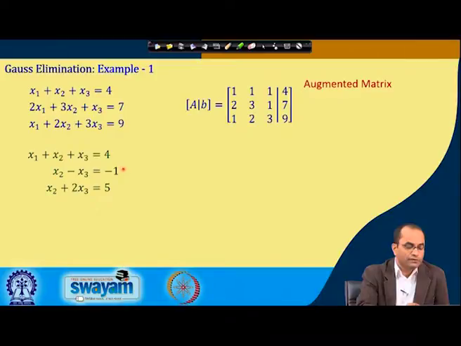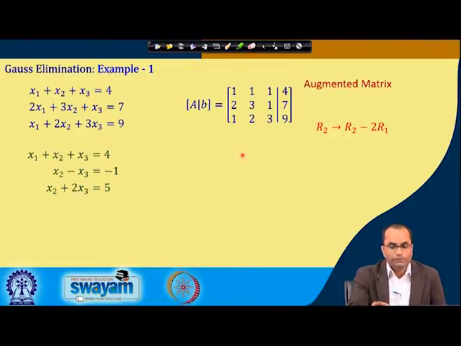So, equation number 1 we have taken to eliminate x 1 from 2 and 3. Now, we will consider equation number 2 to eliminate x 2 from equation number 3, that will be the next step. But now, before we go to the next step, let us look at this in terms of the matrix.